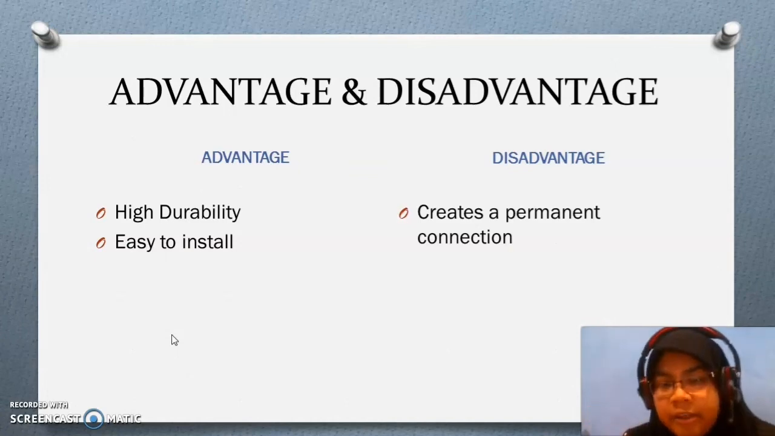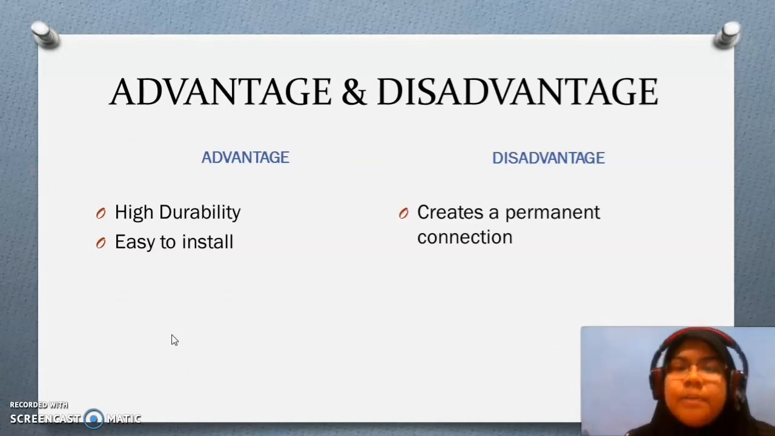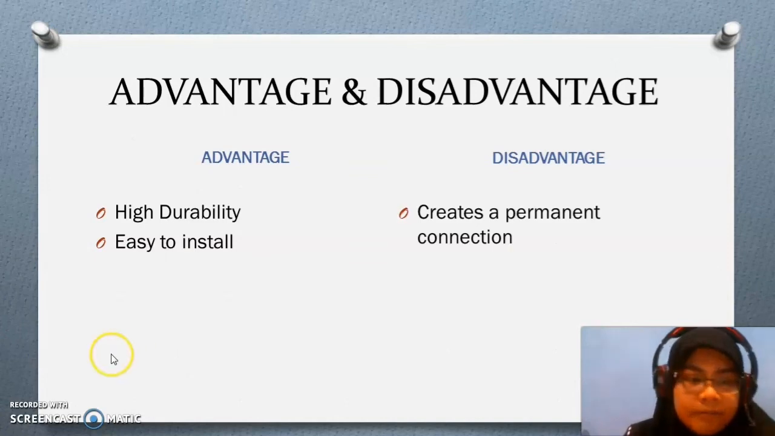But the disadvantage of the rivet is that it creates a permanent connection. How is that a disadvantage? For example, if you make a mistake and you need to change the condition or the position of the rivet itself, the only way you can destroy this connection is by drilling or destroying it, and it also has a risk of damaging the structure of the material itself.